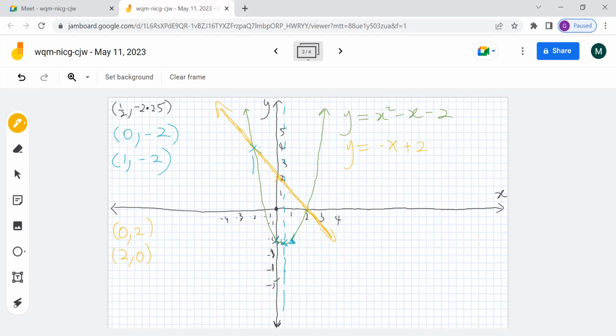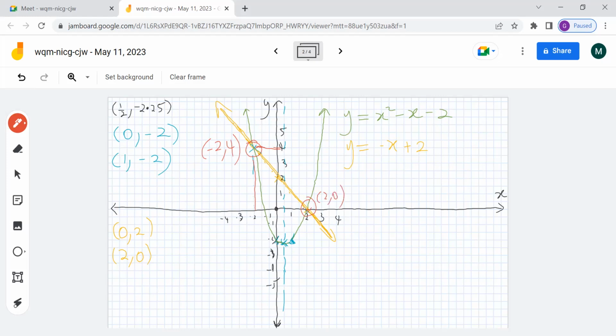Okay, so now we want the solution of the system. We said the solution of the system is where the graphs meet. So you can see that the graphs meet here and they meet here. So what's the point here? Here, x is 4, y is 4, sorry. x is negative 2. So we have negative 2 and 4. And here, x is 2, y is 0.